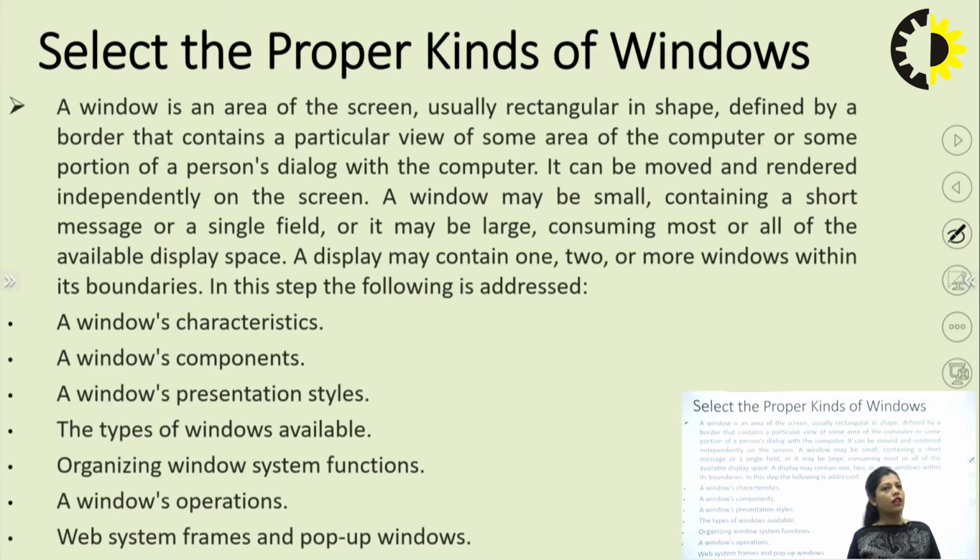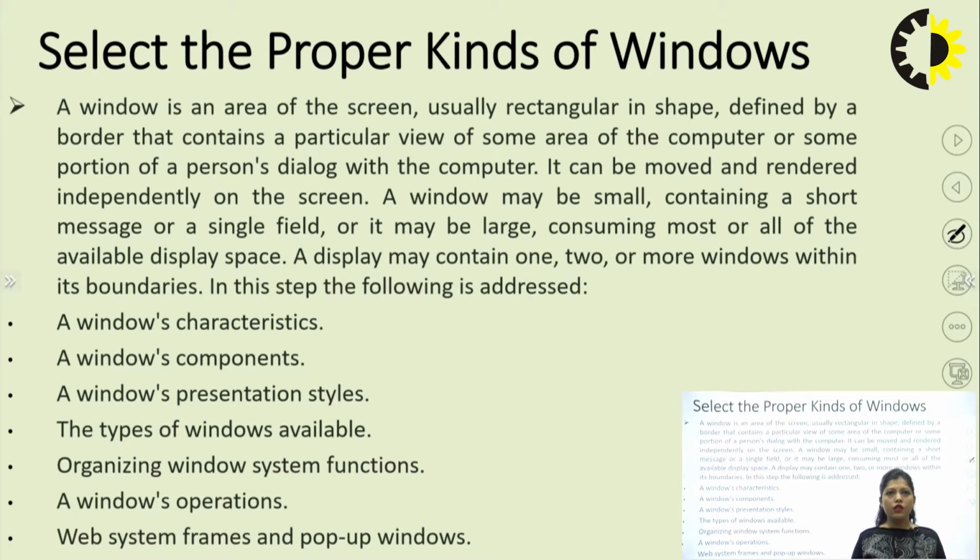We all know that a window is a particular area of the screen, usually rectangular in shape, which is defined by a border that contains a particular view of some area of the computer or some portion of a person's dialogue with the computer. Like your laptop, your desktop and your mobile, any screen, like the screen of the mobile or the screen of the desktop, is called a window.